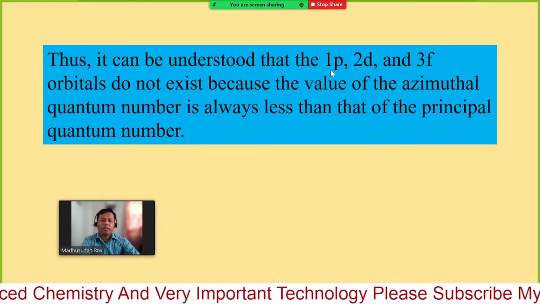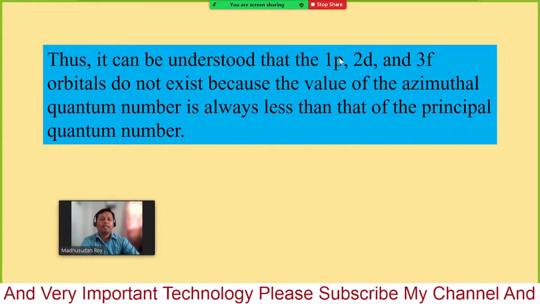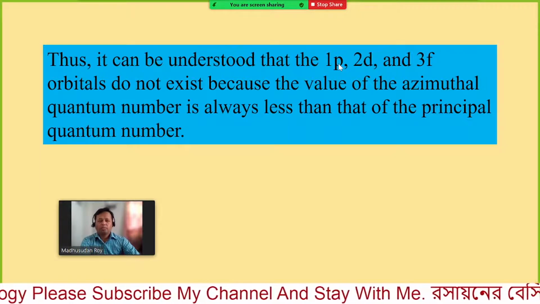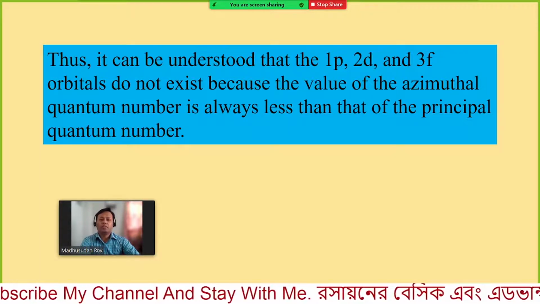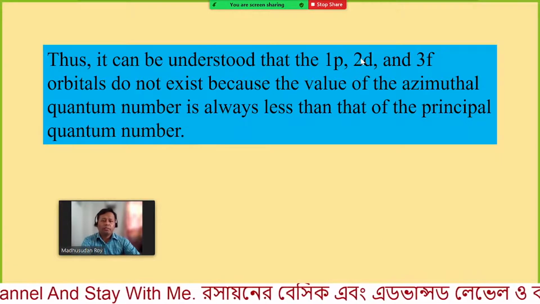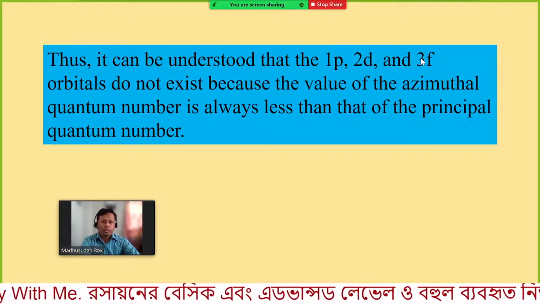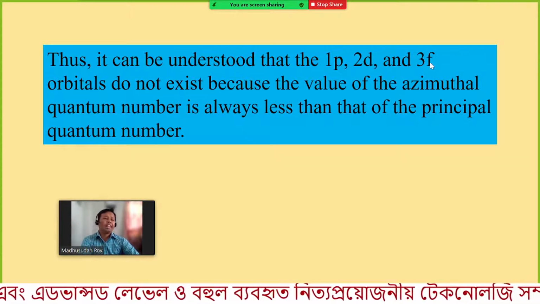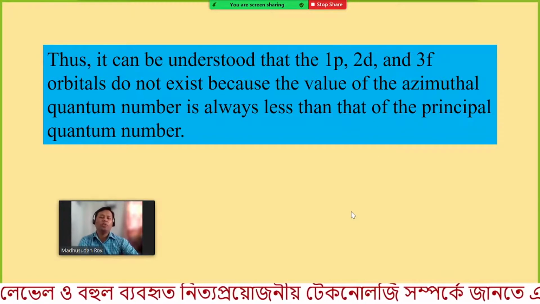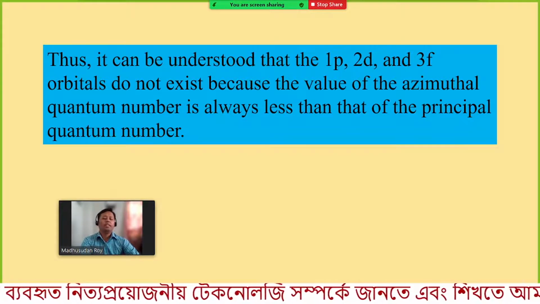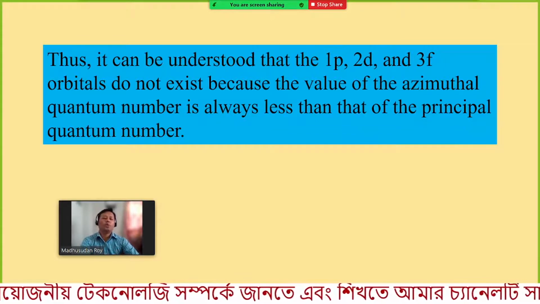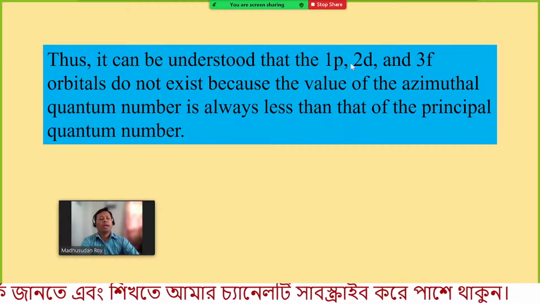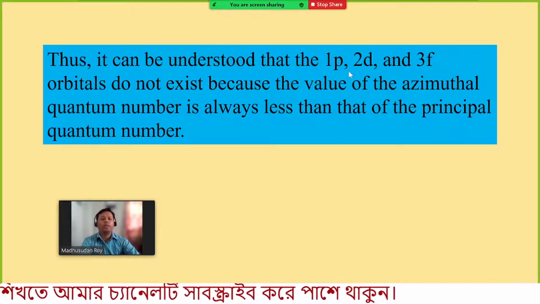Here the principal quantum number is 1 and the azimuthal quantum number is 1. Here the principal quantum number is 2 and the azimuthal quantum number is 2. Principal quantum number 3 and azimuthal quantum number 3. That cannot be, because we have mentioned in the formula that the value of the azimuthal quantum number will be just n minus 1. So these types of orbitals do not exist.